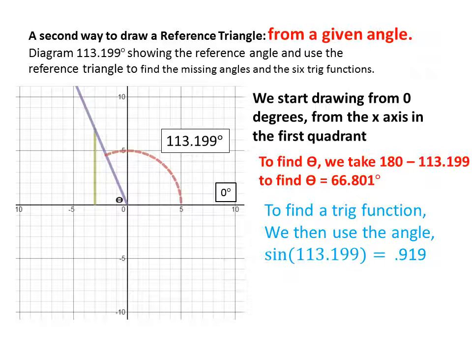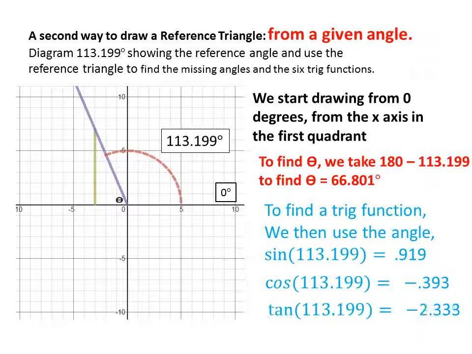So if I take the sine of 113, I get 0.919. If we remember our other example, that was where our side was 7, and I divided it by the square root of 58, which was our hypotenuse. If I do that, I would get 0.919. So it's exactly the same thing, we're just doing it a different way. If I take the cosine, I'll get negative 0.393, which again would have been negative 3 divided by the square root of 58, and the tangent, 7 divided by negative 3, would have given me negative 2.333.